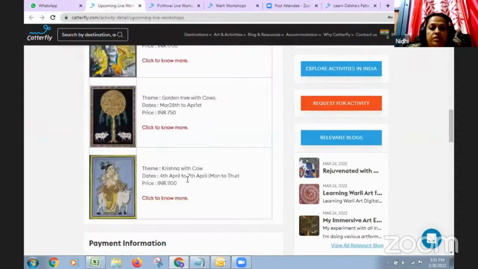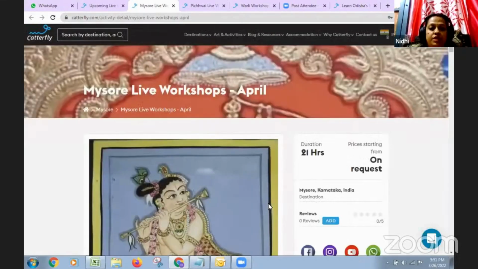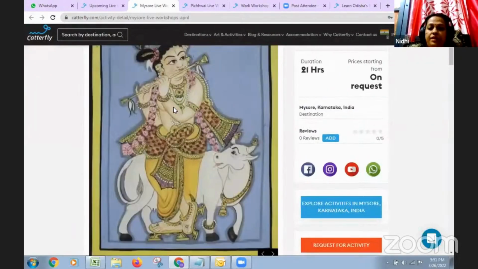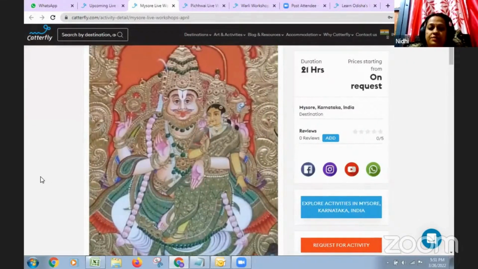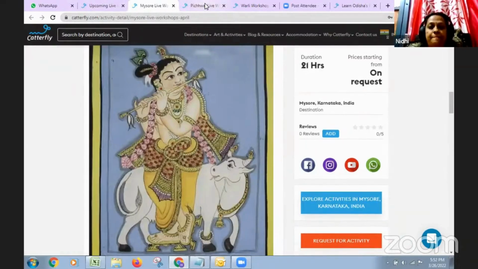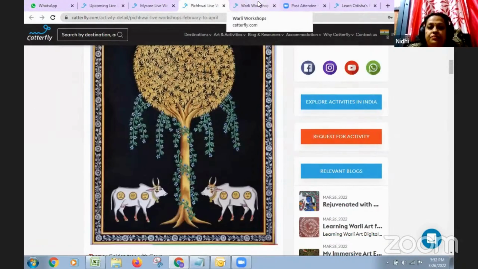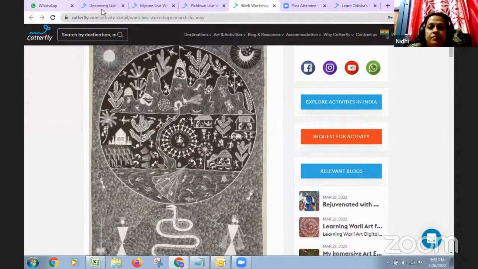And the last one is the Krishna with cow, which we are starting in the Mysore art. This is again a short 1 week workshop. So I would just like to showcase this. This is the painting, done by our native artist himself. Anyone who wants to try their hand at Mysore art and wants to start with, I think this is a beautiful painting to start with. Comparatively easier, and then you can get your hands on it and go to a more complex piece.